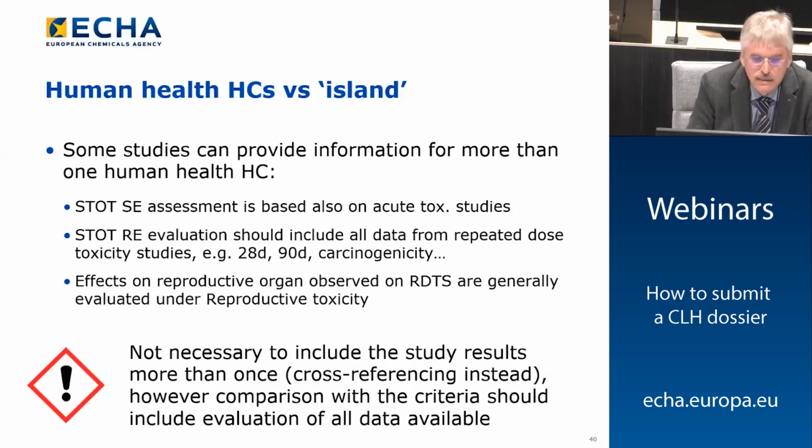For STOT-RE evaluations, so specific target organ toxicity after repeated exposure, you should include all the data from the repeated dose toxicity studies, and this includes the data from, for example, carcinogenicity studies. And effects on reproductive organs observed in repeated dose toxicity studies are generally evaluated under reproductive toxicity. It's not necessary to include the study results more than once in the CLH report, but instead cross-referencing is useful. However, comparison with the criteria should include an evaluation of all the data that's available.